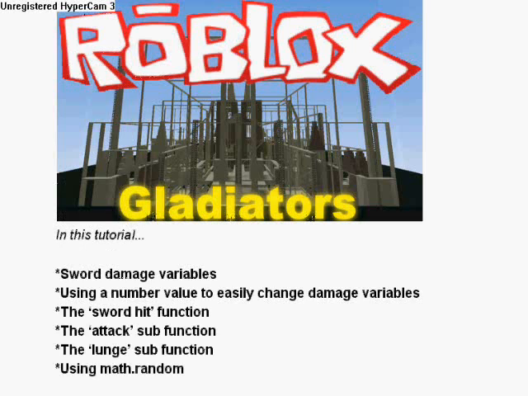In this tutorial, we'll be going over sword damage variables, using a number value to easily change damage variables, the sword hit function, the attack subfunction, the lunge subfunction, and using math.random to generate a random number.